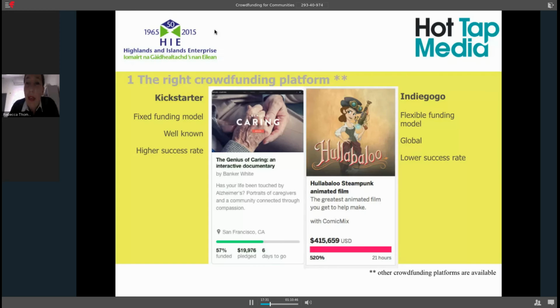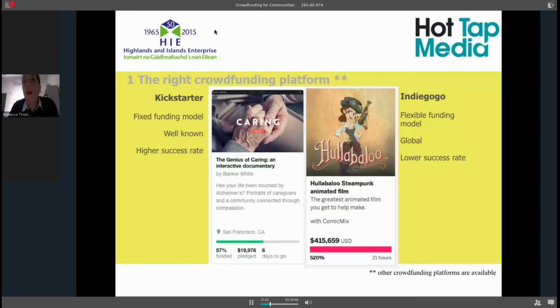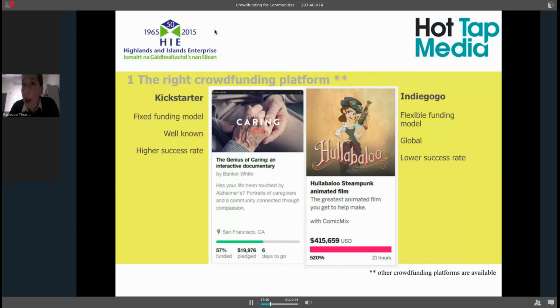There are some key differences between these two, and I'll talk about some of the other ones as well. But one of the main things to think about is the funding model. There's something called a fixed funding model and something called a flexible funding model. The fixed funding model, which is what you hear about through Kickstarter, means that you set your target of how much you want to raise, and if you meet that target, you get all the money, and if you don't meet that target, you don't get any of the money. With Indiegogo, you have the option of a flexible funding model, which means that you set your target, and then whatever you raise, you get to keep.